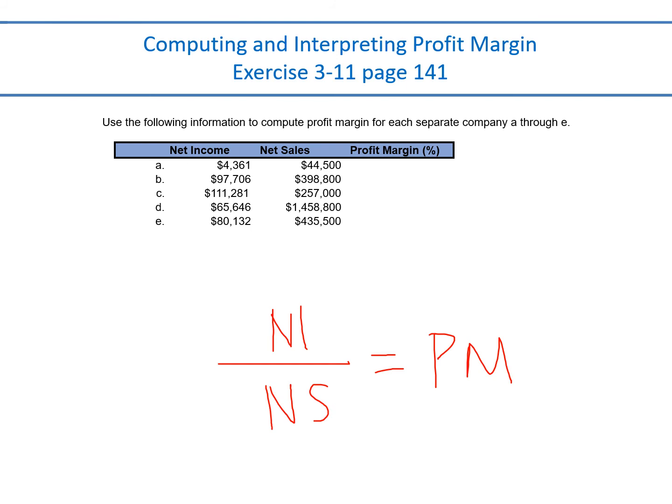So in letter A, 4,361 divided by 44,500 is 9.8%. 97,706 divided by 398,800 is 24.5%. Then in C, 111,281 divided by 257, 43.3. D is 4.5. And E is 18.4.